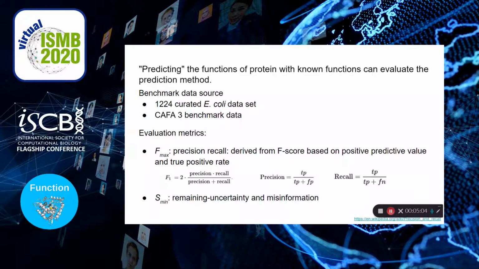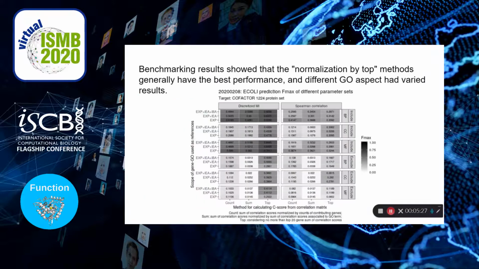And we actually did some benchmarking already with the data that's available. So we have a 1200-entry curated E. coli dataset that is pretty well annotated. And in our case, we focus on the Fmax measure for this specific project, and I'm going to show an E. coli case example in the following slide.